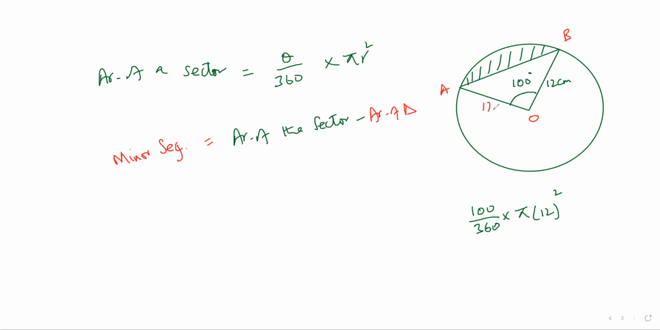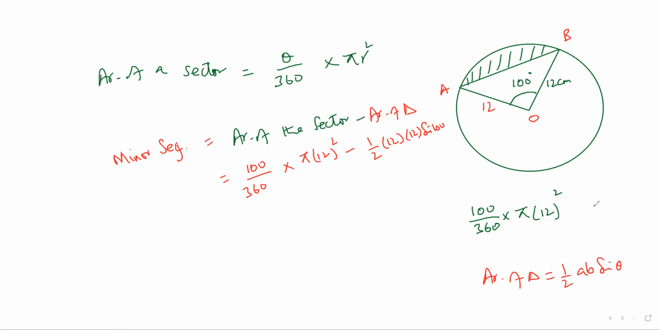And please use that formula for the triangle. Now, let me write it down here. This will be 100 over 360 times pi r square, and then minus half into 12 into 12 into sine 100. Now, this is the formula for the area of a triangle. Please learn this formula: half ab sine theta. If you have a triangle like this, you have this side a, this side b, and the angle between these two sides, so you can quickly find the area of the triangle through this formula. So the area of the minor segment is area of the sector minus area of the triangle.